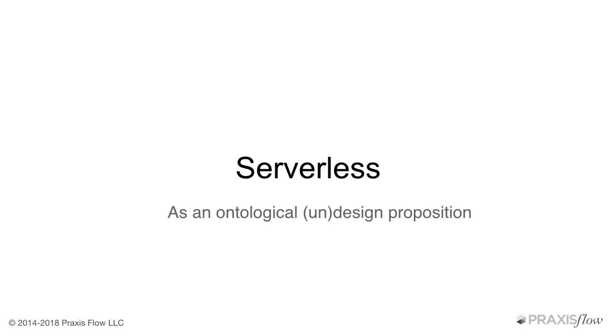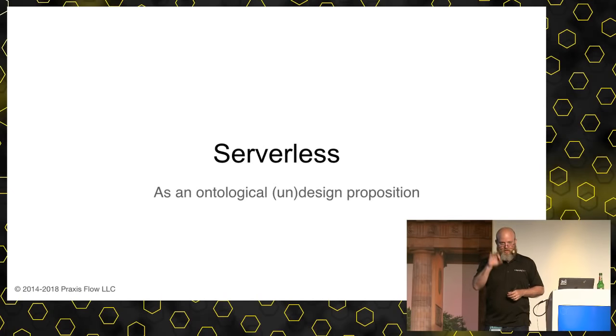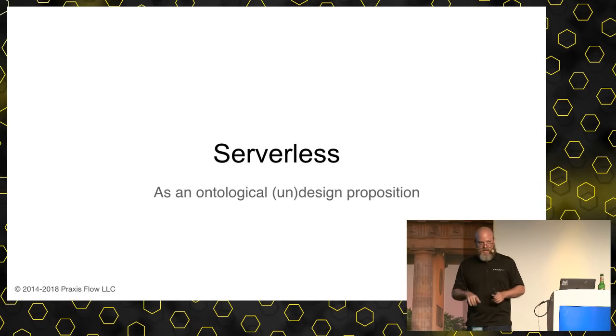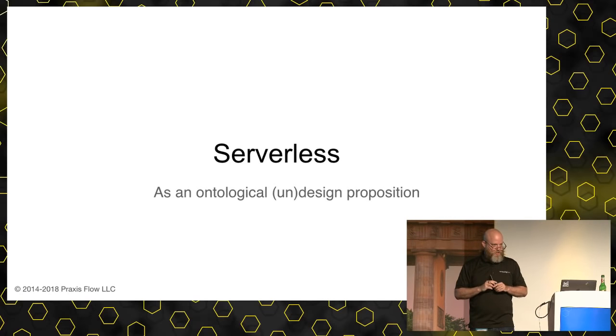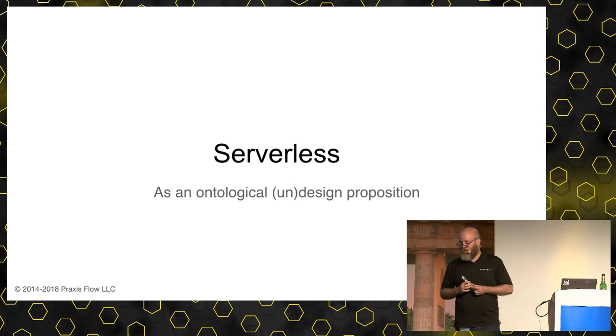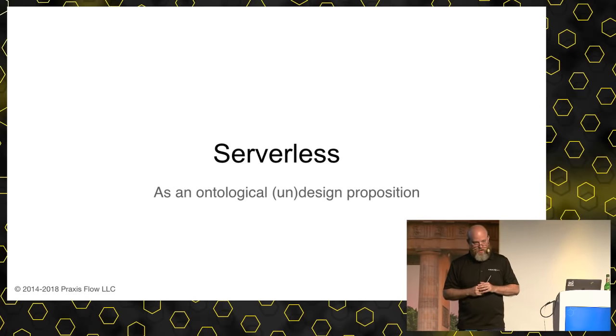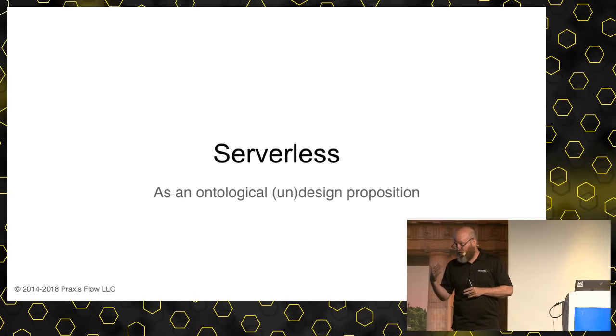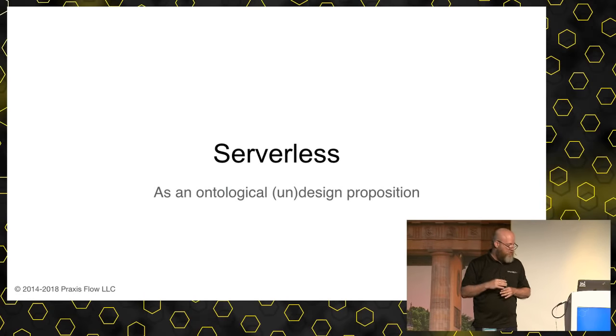So the most fun part about serverless is that it makes my whole little ontological spiel up front really obvious, right? Because serverless is an ontological undesigned proposition. What serverless is literally doing is saying, how about this? We can't use the word server in any of our conversations. It removes server from the conversations that we can have at work. I'm being a little cheeky, but I do believe that this is an important thing to think about.